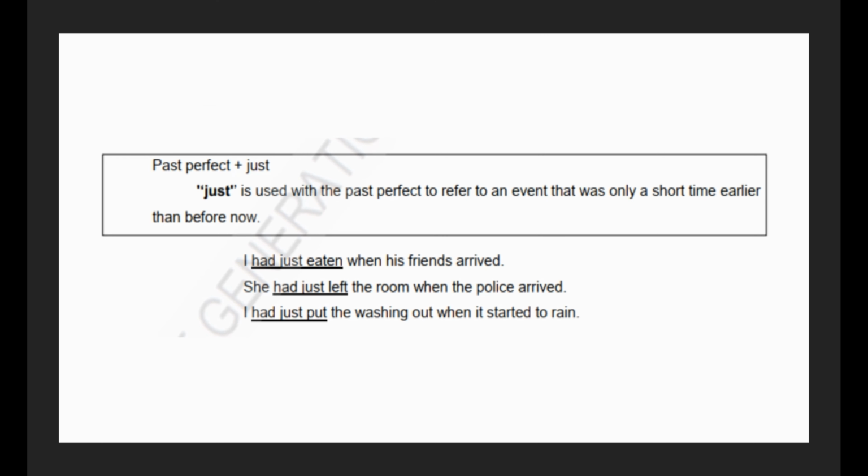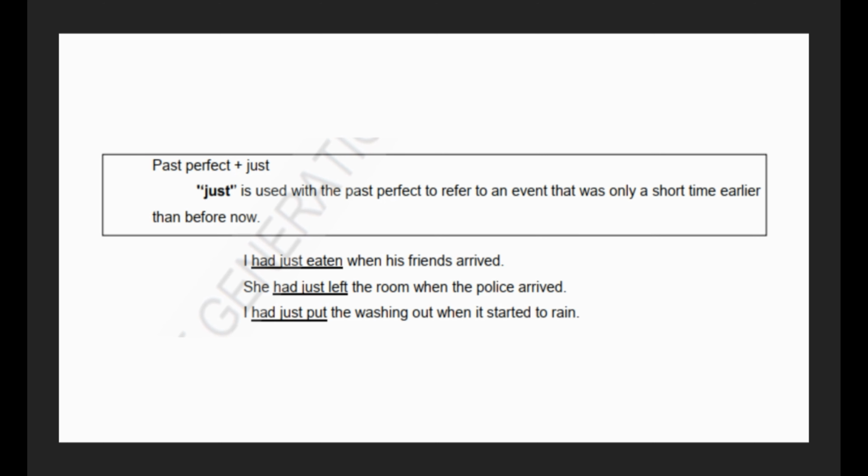The past perfect can also be used with the word just. Just is used with the past perfect to refer to an event that was only a short time earlier than before. Like for example, let's read together.